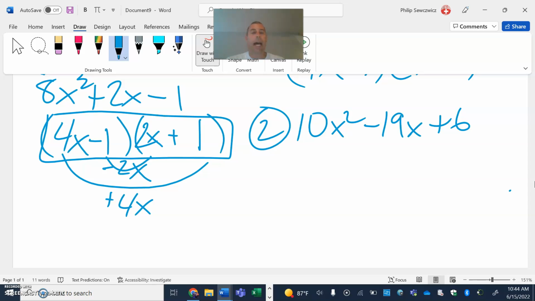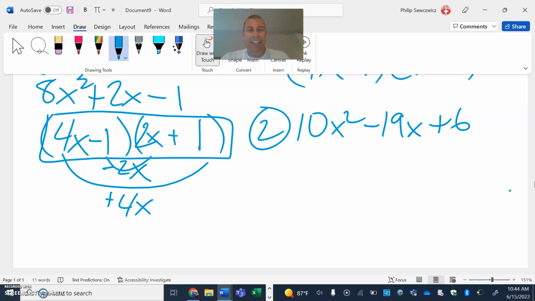Because with the 10, I've got to try a 5 and a 2, and then flip them around. And with the 6, I could try a 2 and a 3 and then flip them around. Maybe it's a 6 and 1, flip them around. Maybe go back to the 10, it's a 10 and 1. So when there are a lot more options, that's when split the middle term is a little bit better.